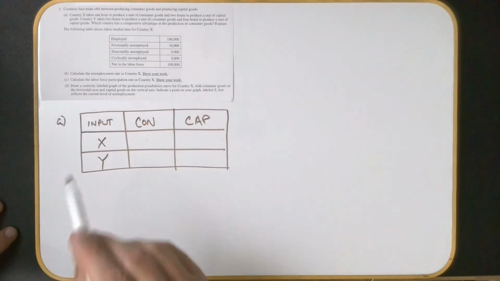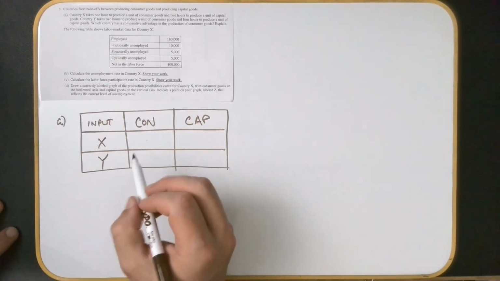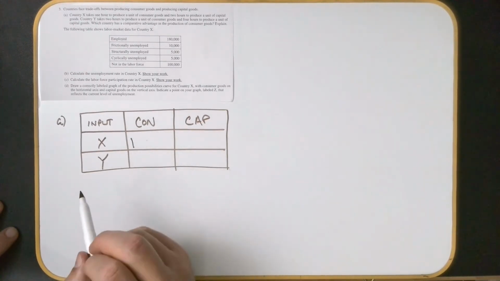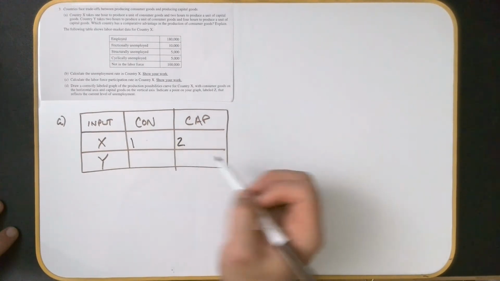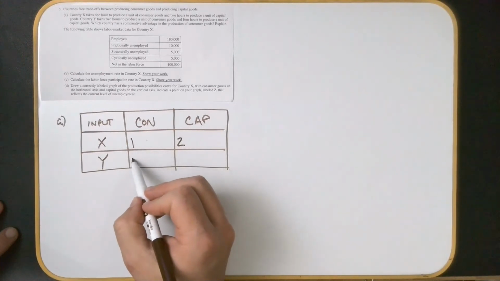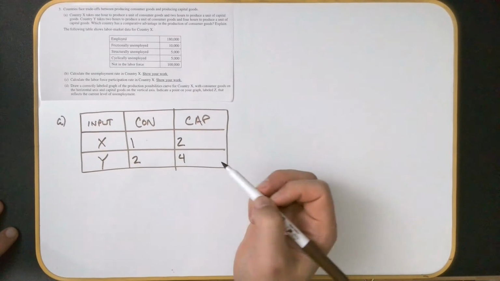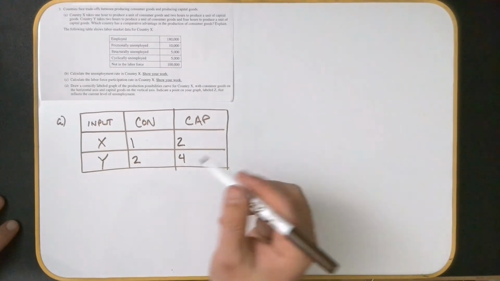It says it takes 1 hour to produce a unit of consumer goods. So, for country X, I'm going to move this to the left. It takes 1 hour to make that. And it takes 2 hours to produce a unit of capital goods. Okay? Then it says for country Y, it takes 2 hours to produce a consumer good, and it takes 4 hours to produce a capital good. All right, we've got what we need. Let's just find our advantages, and we'll go from there.